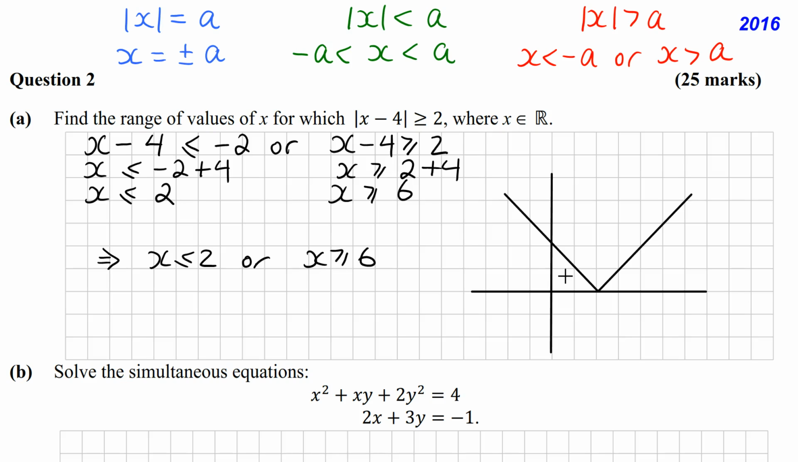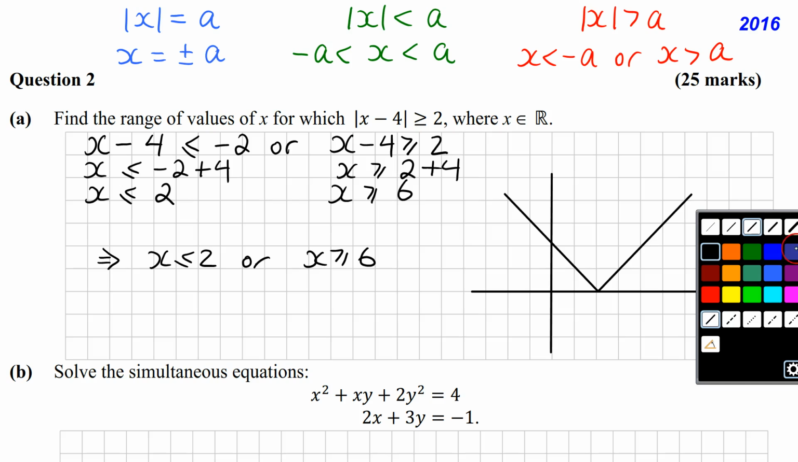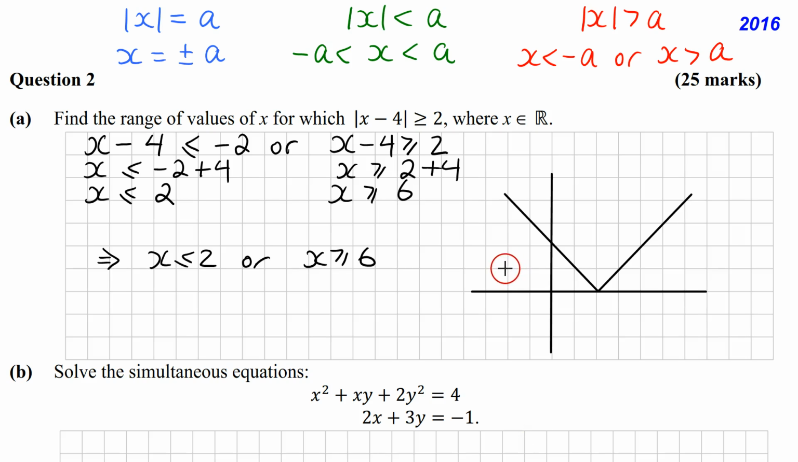Now, I'm asked to solve this inequality, so I need to draw another line in on this, and the line I'm going to draw is at y equal to 2. This is my function that I drew up here, y equals the absolute value of x minus 4, so that point there is 4. That's obviously 2, and this is 6.